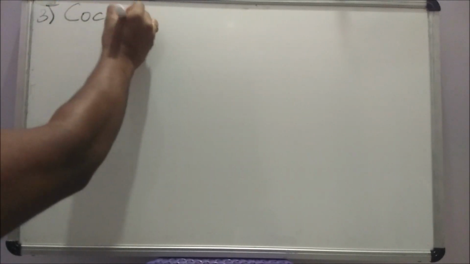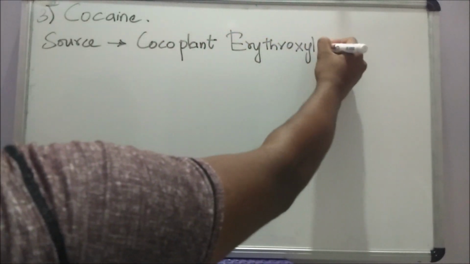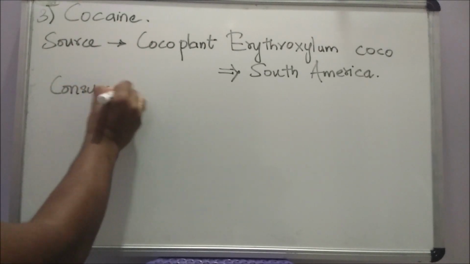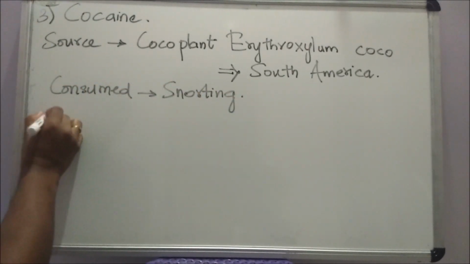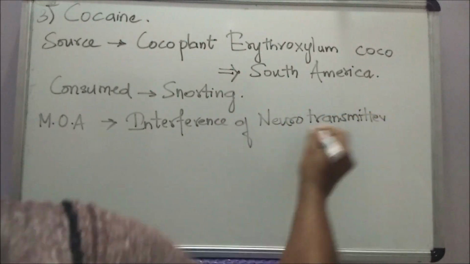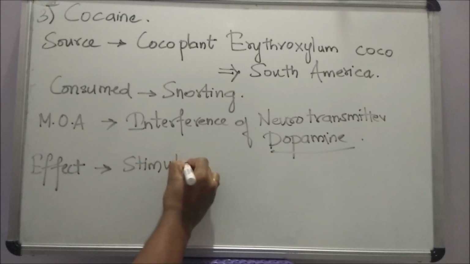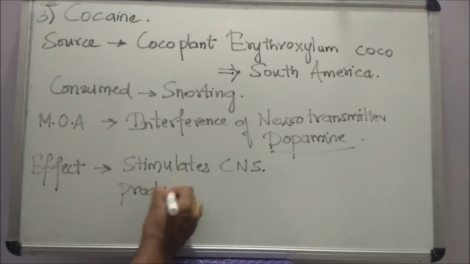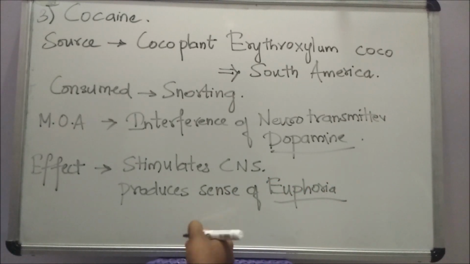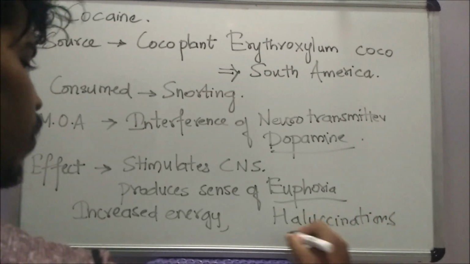Another abused drug is cocaine. The source could be the coca plant called Erythroxylum coca found in South America. It is consumed by snorting. The mode of action is interference with the transfer of a neurotransmitter called dopamine. It stimulates the CNS, that is the central nervous system, producing a sense of euphoria and increased energy, along with excessive dosages which can cause hallucinations.